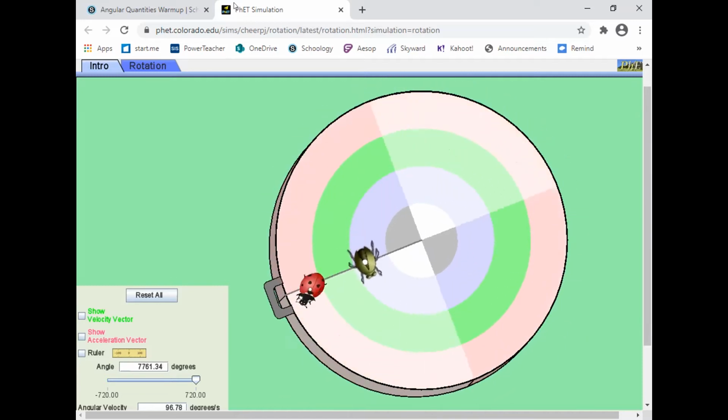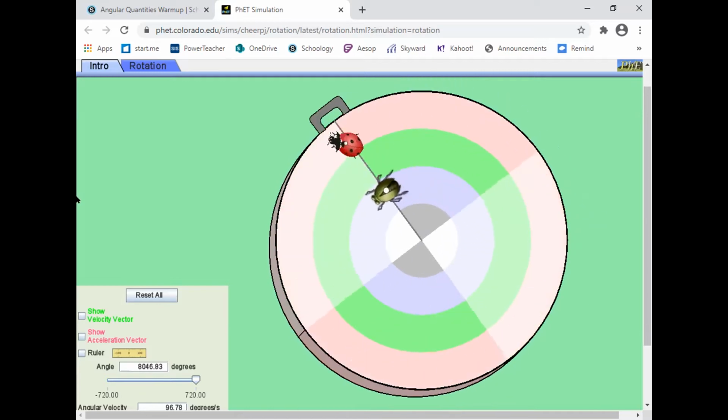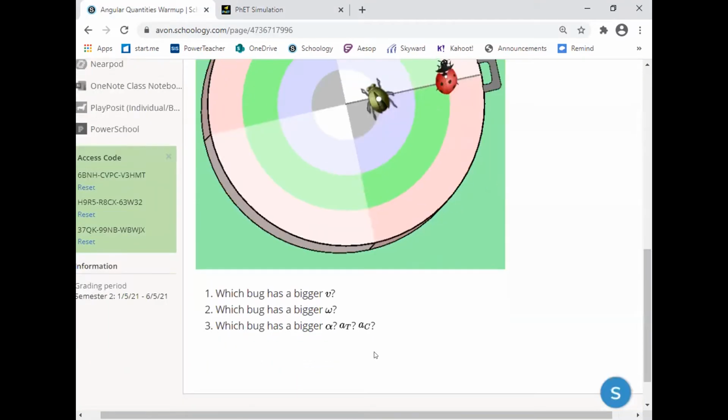The next couple are a little bit trickier. Same situation, but my question is, which bug has a greater alpha? Which bug has a greater AT? And which one has a bigger AC? Let's quickly talk about what those symbols mean. So alpha means what? Angular acceleration in radians per second squared, right? AT means tangential acceleration, and AC means centripetal acceleration. So with your partner, which of those has a bigger alpha, which has a bigger AT, which has a bigger AC?